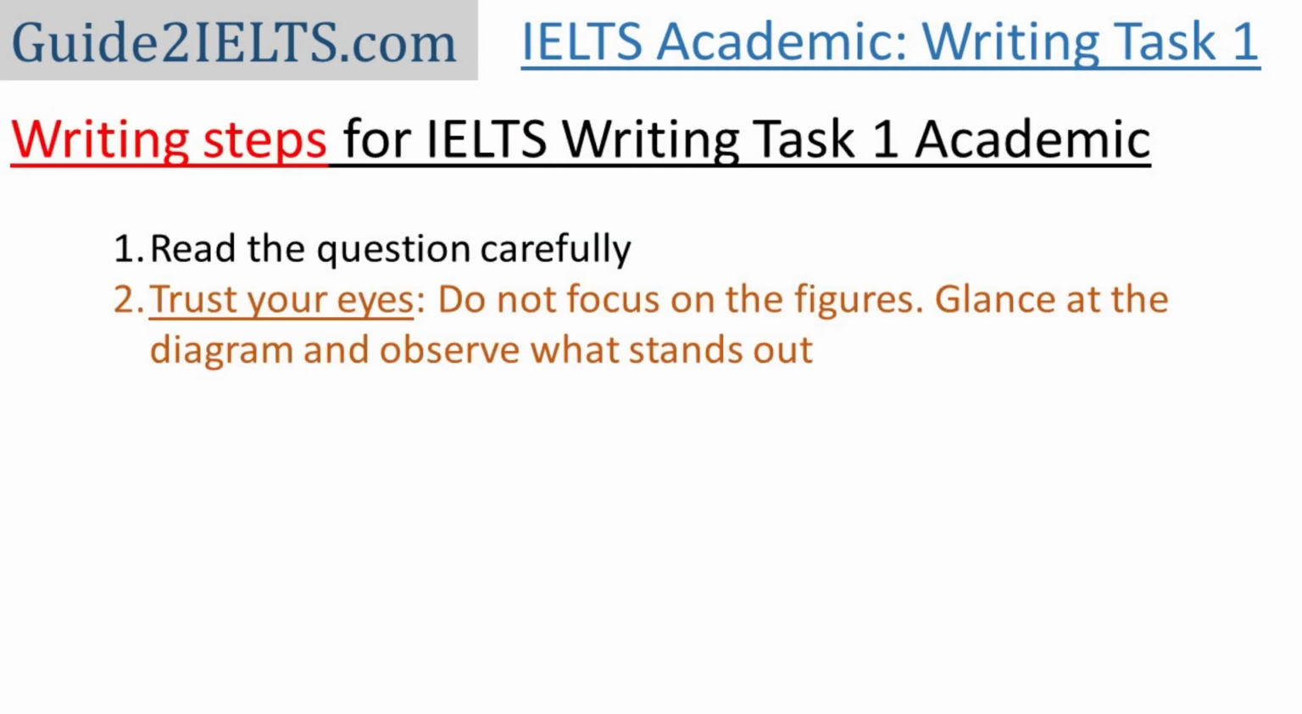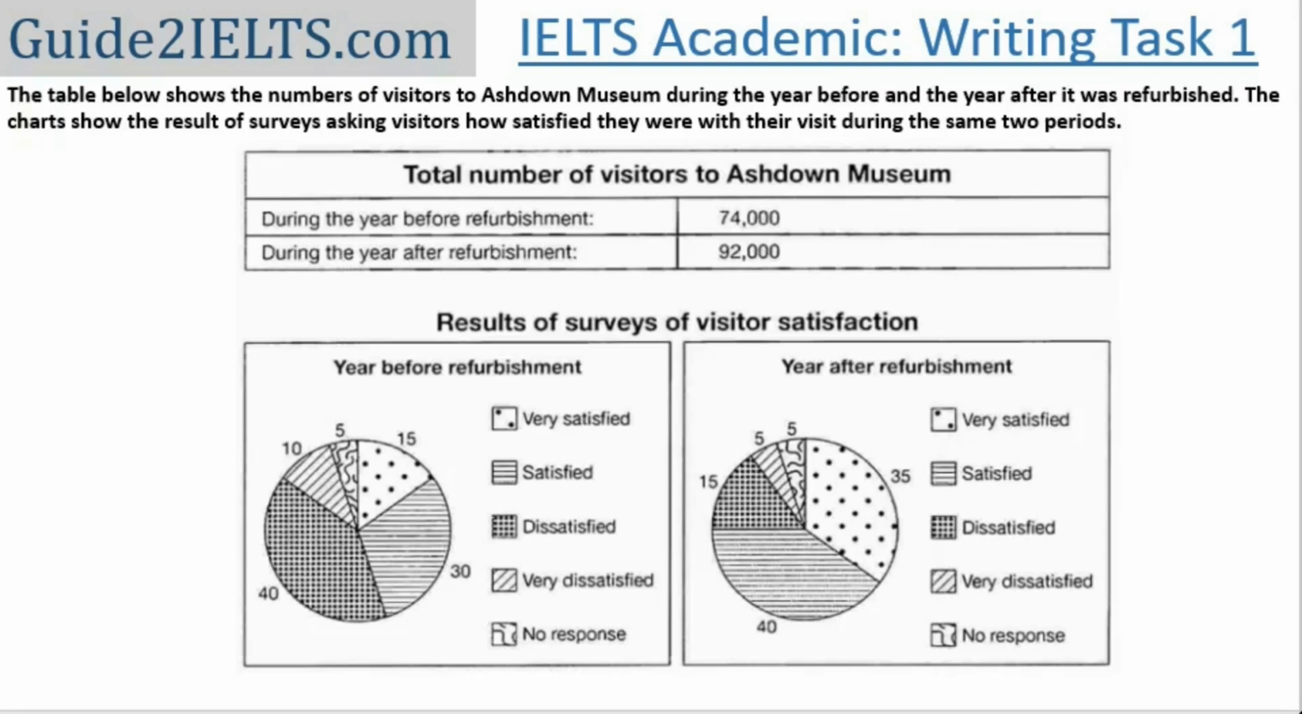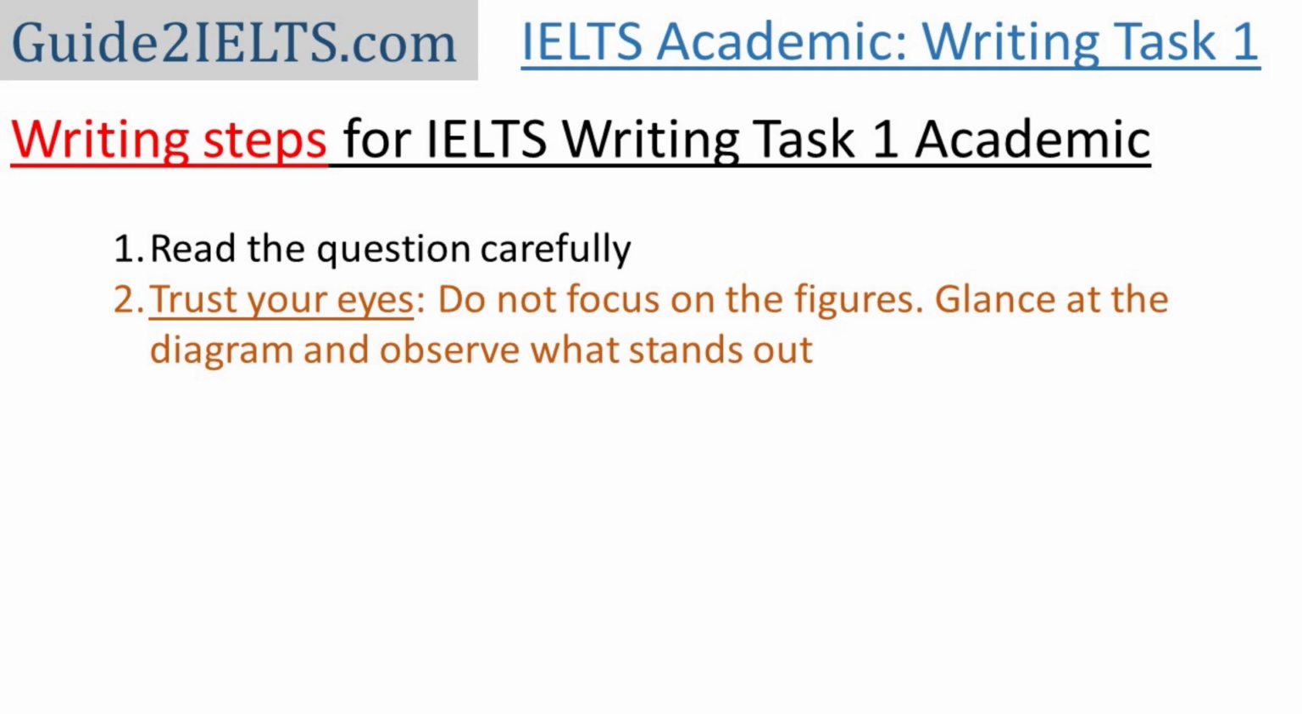Having read and understood the question, I look at the given picture. Without focusing on numbers and on which section of the pie charts represent which response, I can see from just a cursory glance that these are the main features. These 2 sections which have increased a lot, and then these 2 which have seen a decrease, especially this one which has seen a major decrease. This is what I mean by trust your eyes.